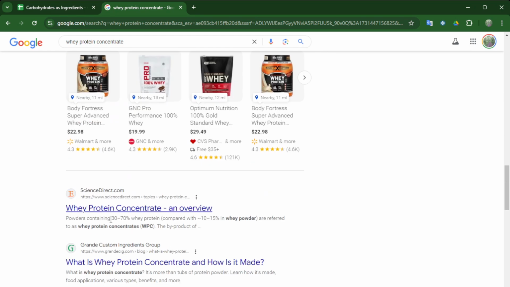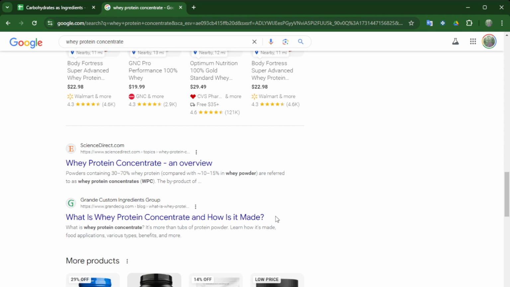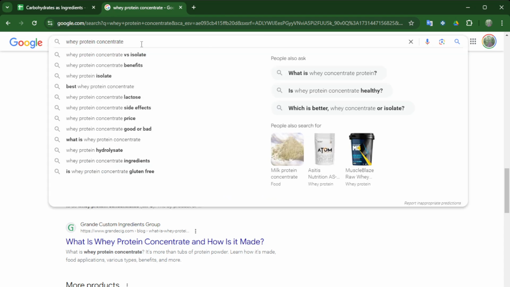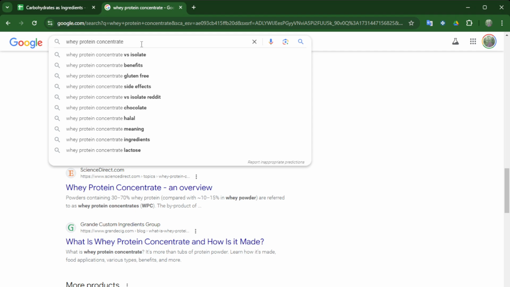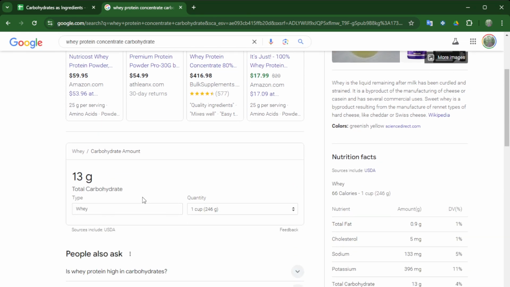So, whey protein concentrate, and you're just trying to find in the results something that's telling you what it is, right? And this one is pretty obvious just in the name, right? It's protein. If you're not getting a good answer in the top results, you can ask, is it a carbohydrate? Look at this here. This is whey, just regular whey, not whey protein concentrate. In 1 cup, or 246 grams, there are 13 grams of carbohydrates.